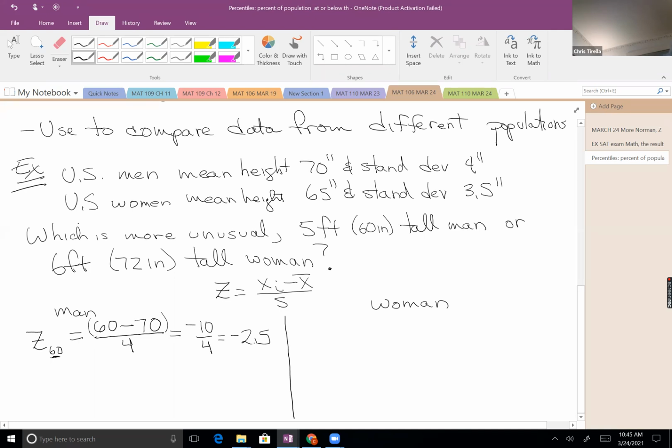And so that tells me a lot. It tells me he's 2.5 standard deviations away from the mean. And because it's negative, it tells me he's below the mean. A negative z-score is going to mean that you're below the mean. A positive z-score is going to mean that you're above the mean.